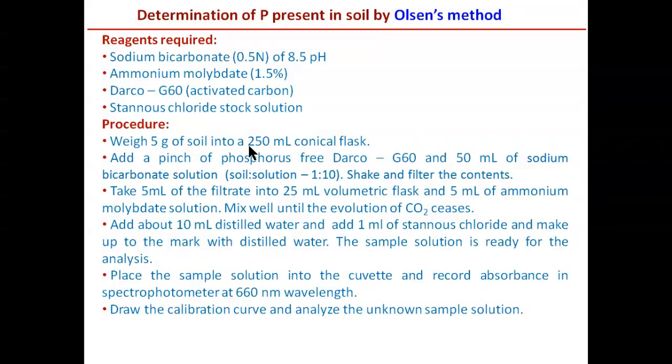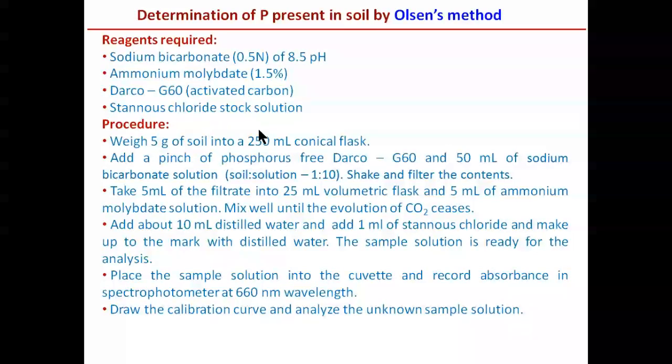To that, add 10 ml of distilled water and 1 ml of stannous chloride, which is a reducing agent, and make up to the mark with distilled water. The procedure is the same. So then the sample is ready for the analysis. Place the sample solution into the cuvette and record the absorbance using a spectrophotometer at 660 nanometer wavelength. Draw the calibration curve by using standard phosphorus solutions, and then analyze the unknown sample solution by using the calibration curve.